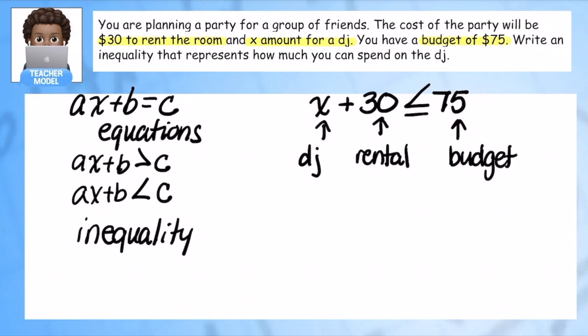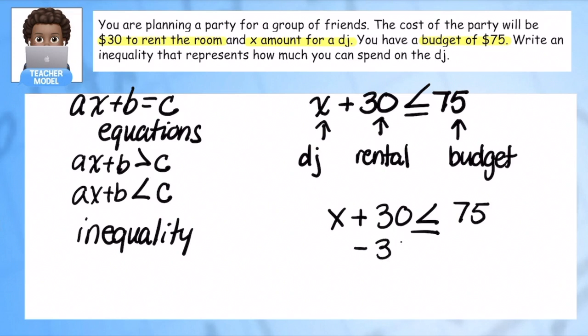And I'm going to just try to push our thinking a little bit and think, how much can we spend up to for this DJ? How can we figure this out? The great thing about inequalities is we can kind of solve them the same way we did equations. This is a one-step equation, one-step inequality.